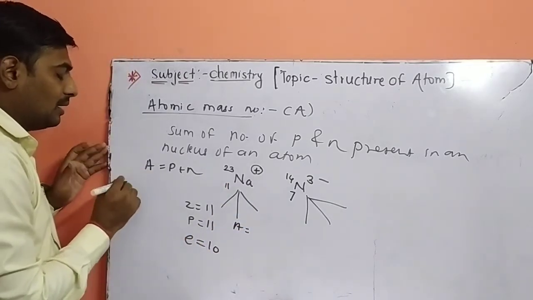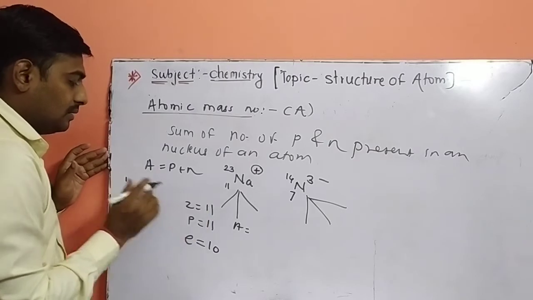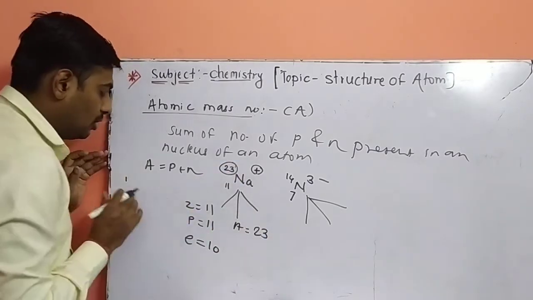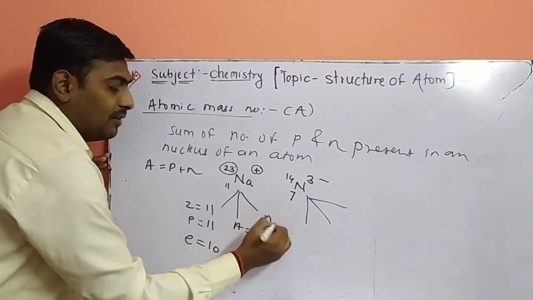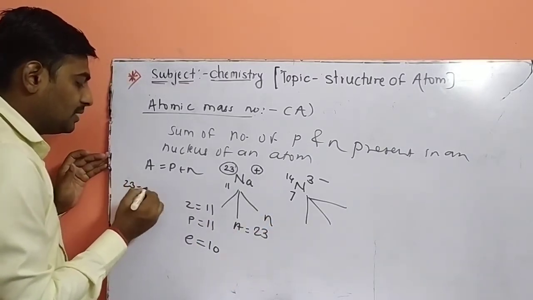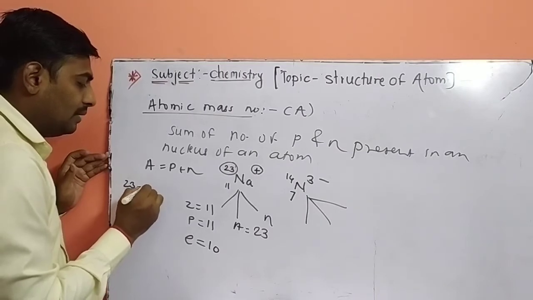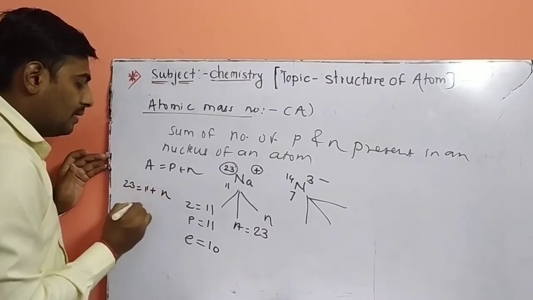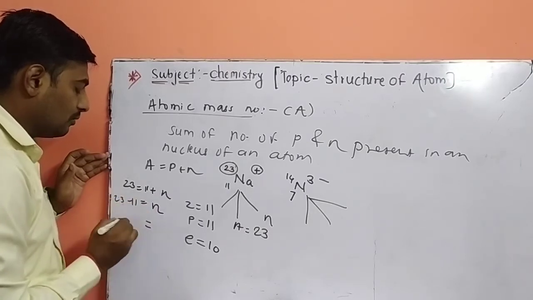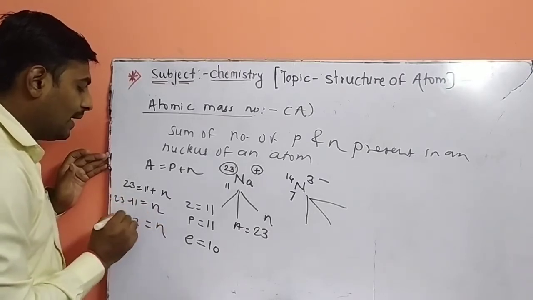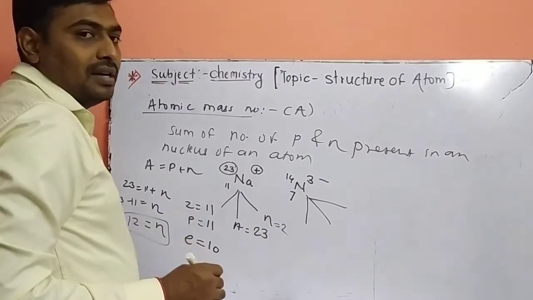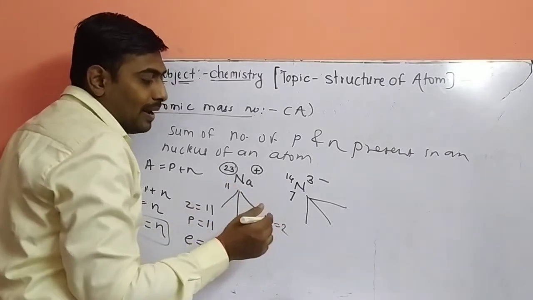Again utilize this formula. A is already given, 23. What we have to calculate? N we have to calculate. So substitute the values: 23 is equal to 11 plus n, or n is equal to 23 minus 11. So what will we get? N is equal to 12. So these are the different values for this sodium ion.